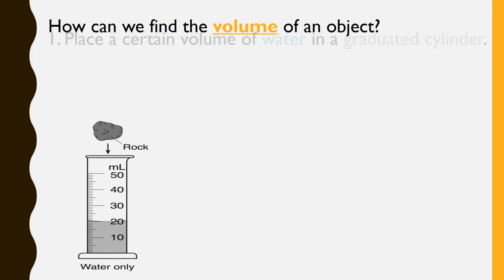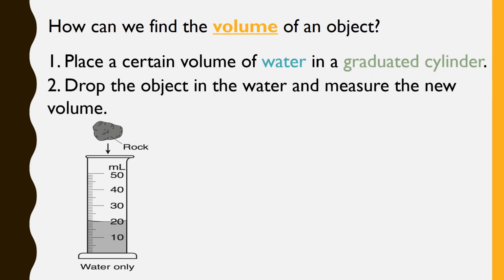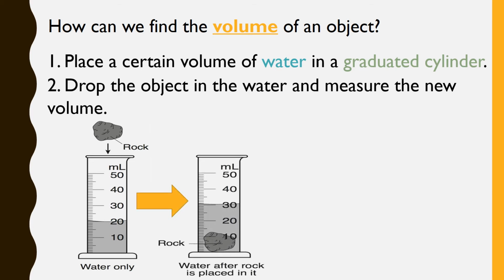We are going to place a certain volume of water in a graduated cylinder. This is the graduated cylinder. It is graduated with numbers. We're going to put some water. For example, here we put 20 milliliters. Then we drop the object in the water and measure the new volume. Look, we dropped the rock. Now the rock is in the water and there is a new volume.